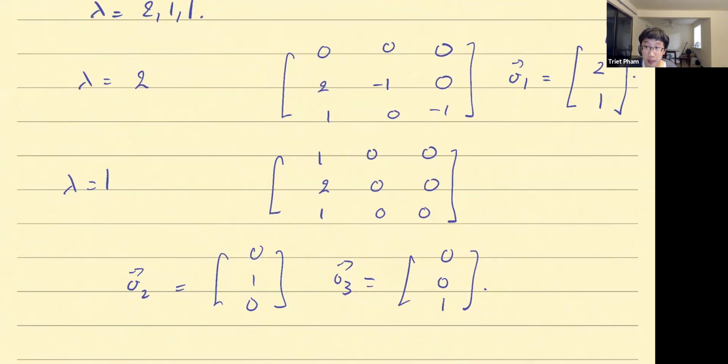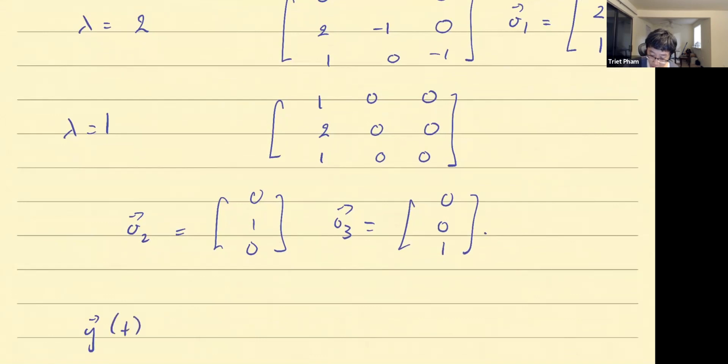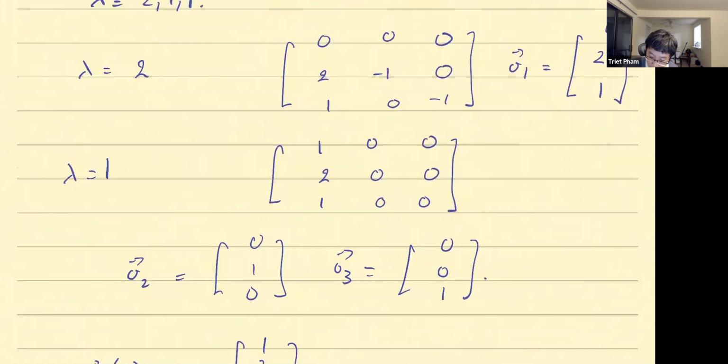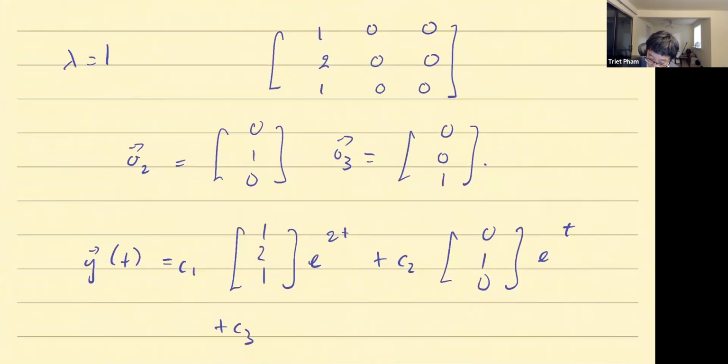So we don't need t here. There's no need for t. There's no t here. Your solution will be C1 (1, 2, 1) e to the 2t, plus C2 (0, 1, 0) e to the t, plus C3 (0, 0, 1) e to the t. Is that okay?